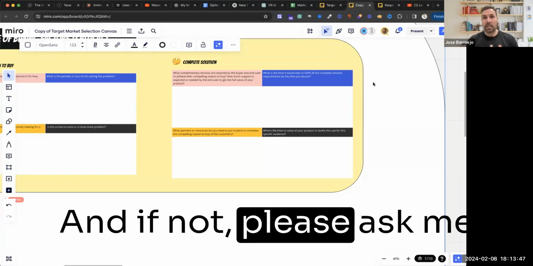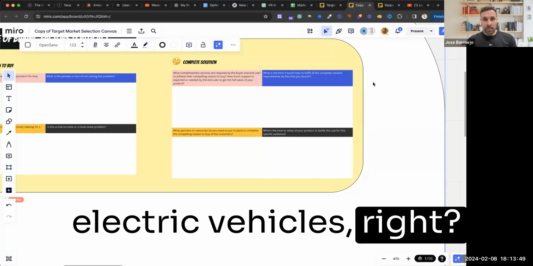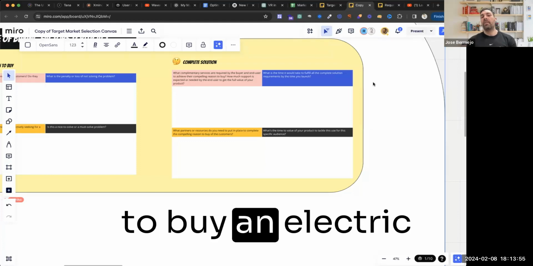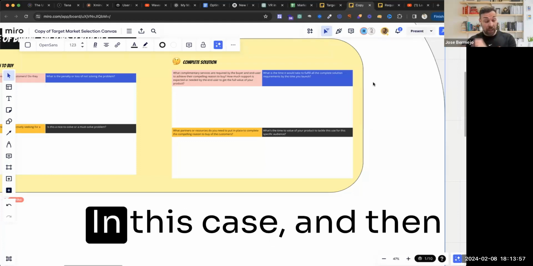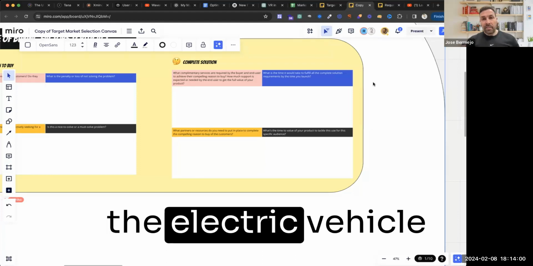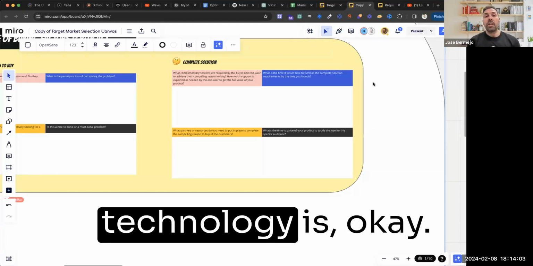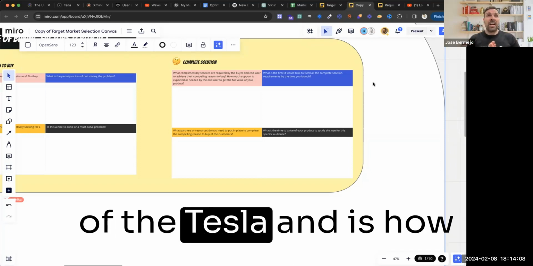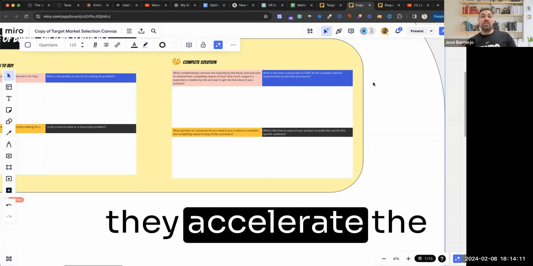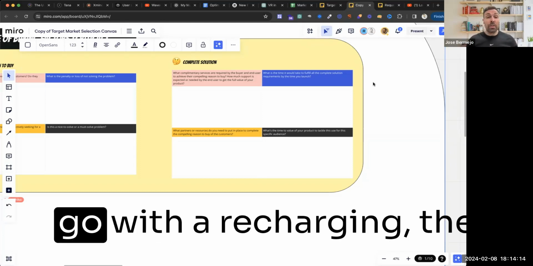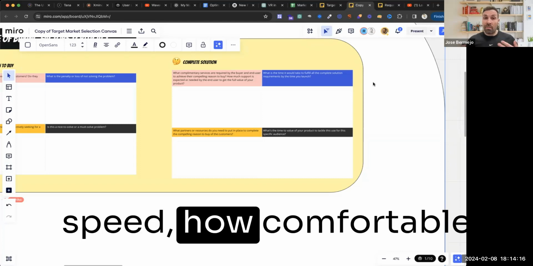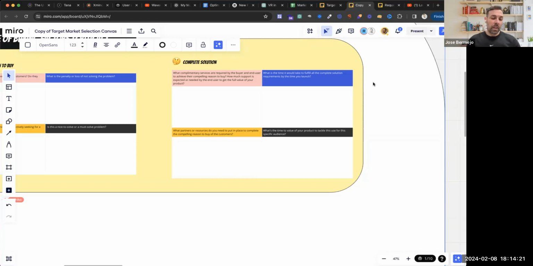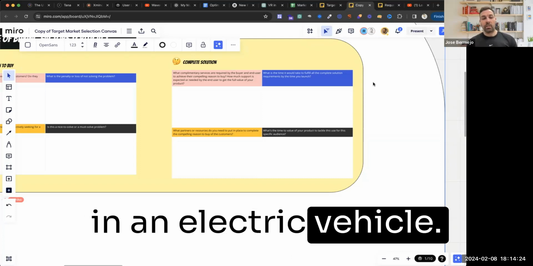And if not, please ask me. Electric vehicles, right? So I've been interviewing people on whether or not they are going to buy an electric vehicle, or a Tesla in this case. And the electric vehicle, it's a vehicle, right? So the core technology is the touch screen of the Tesla, how they accelerate, the mileage, how far you can go with a recharging, the speed, how comfortable it is, and all of that are features, right? And there are hundreds of features in an electric vehicle.